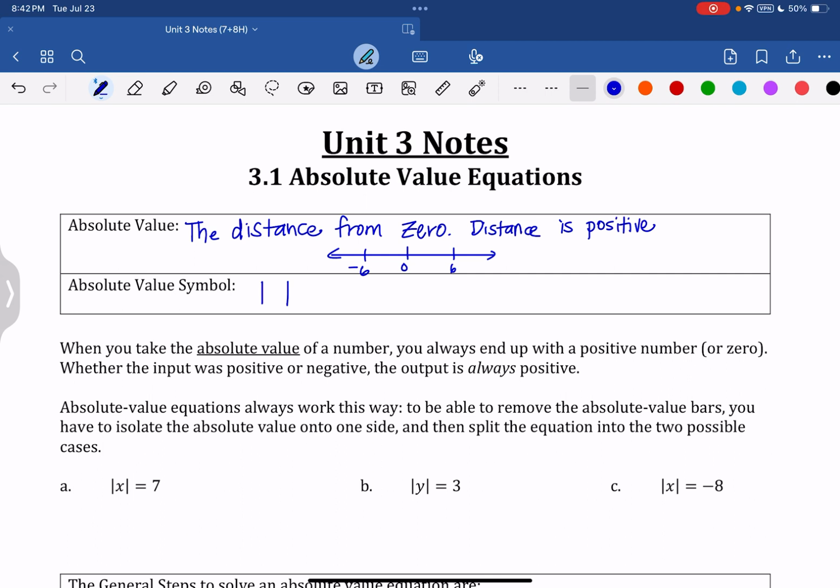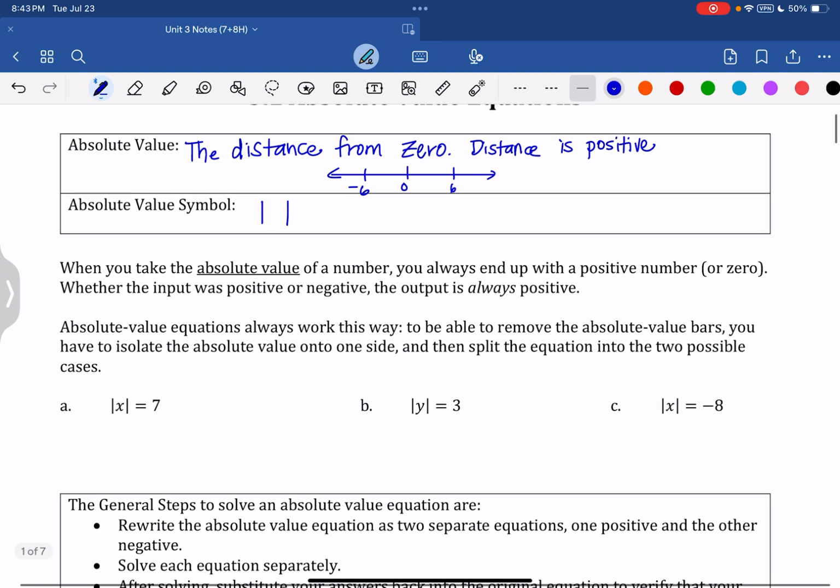So absolute value equations always work this way. To be able to remove the absolute value bars, you have to isolate the absolute value part into one side of the equation. I call it like the absolute value box, and then you can unpackage it. You're going to take whatever's inside that absolute value bar and set it equal to that positive distance from 0. And then you're also going to take into that negative direction and set it equal to the negative.